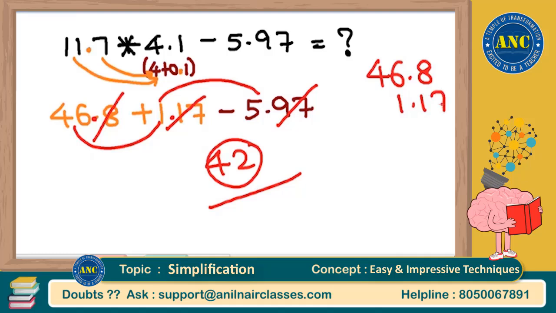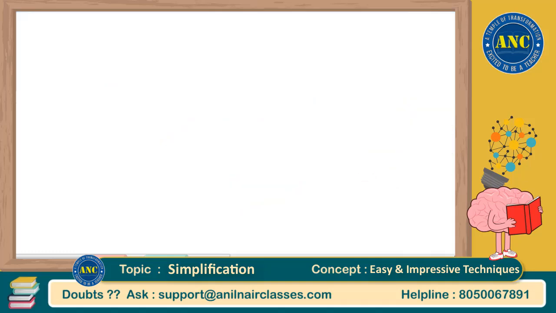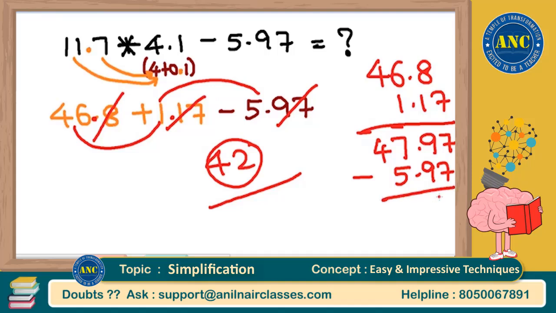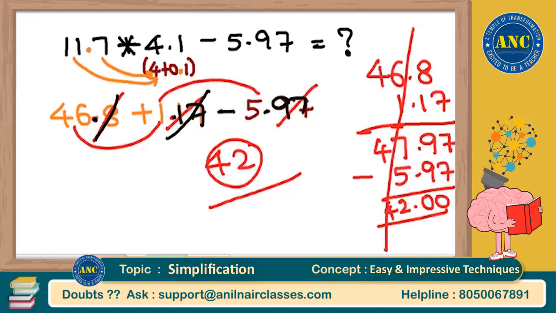46.8, 1.17 minus 5.97. First don't add these two, write it as 7976 and then minus 5.97. 7 minus 7 is 0 and then 9 minus 9 is 0. This is 2, this is not required. Directly eliminate then and there itself. 0.8 plus 0.17 is 0.97 subtracted with 0.97. Decimal part is gone. You are left with only the whole number part.